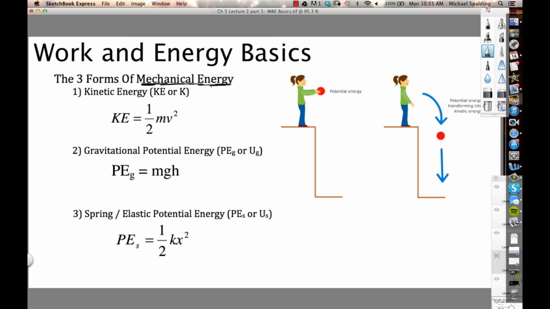And you've all heard of the first one. You've all heard of kinetic energy. What is kinetic energy? The energy of motion. How do you know if an object has kinetic energy? If it's moving. Like, does this brick have kinetic energy? No, because it's not moving. It's sitting there at rest.